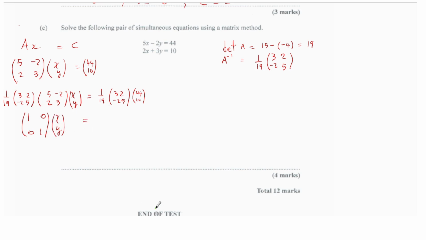So let's multiply the right hand side. We're going to multiply this row by the column. So first row by first column, and then second row times the first column here. So let's work this out. We're going to have 1/19 of 3 times 44, that's 132, plus 2 times 10, that's 20, and minus 2 times 44, that's minus 88, and 5 times 10, that's 50.